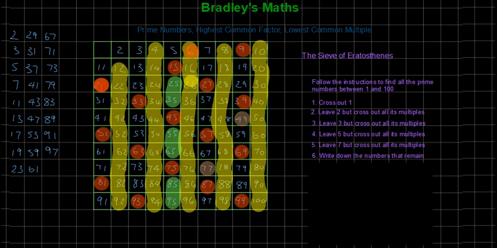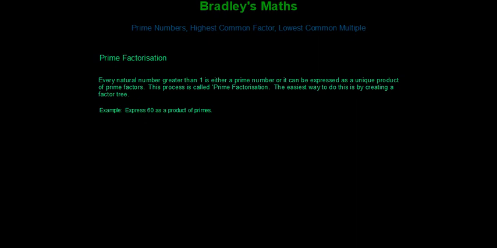Let's jump on and see where we're going next. Prime factorisation. Every number greater than 1 is either a prime number or it can be expressed as a unique product of prime factors. This process of getting the unique product of prime factors is called prime factorisation. And the easiest way to do it is by creating a factor tree. And the example is express 60 as a product of primes. So I am going to show you how to do that.